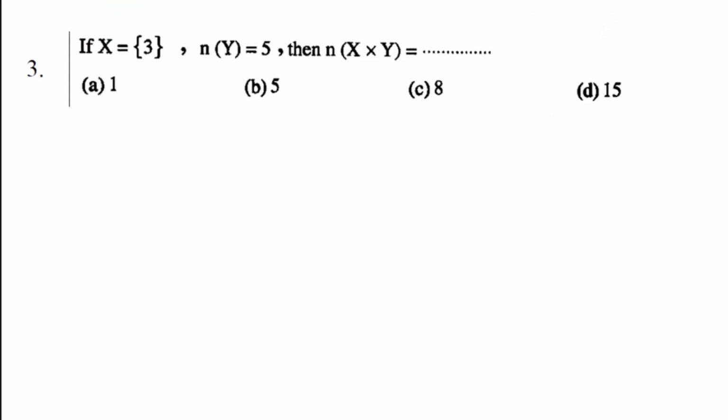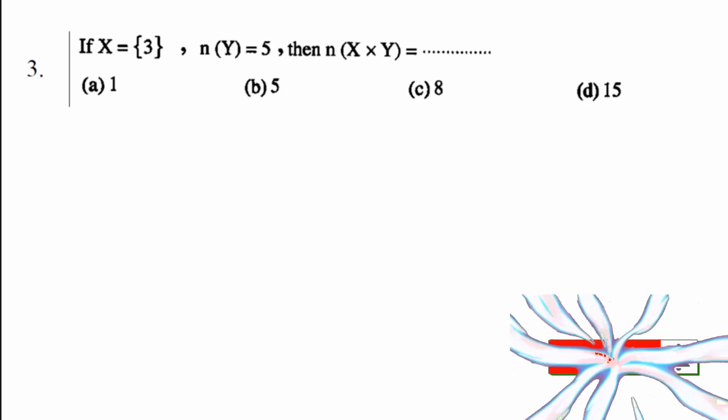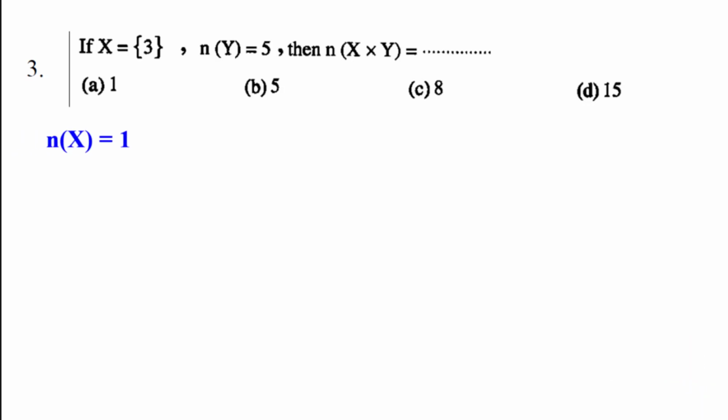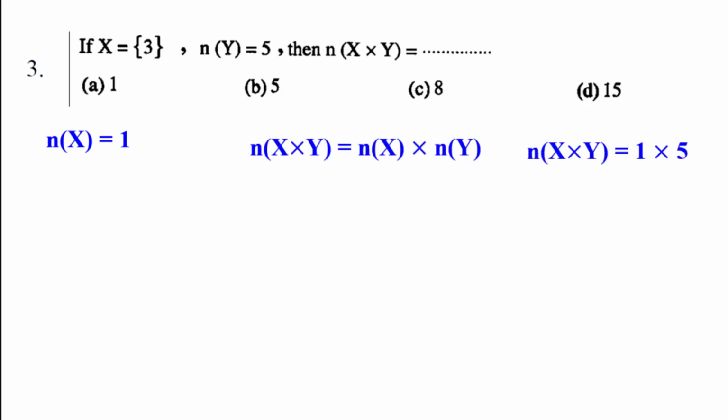Number 3, if x equals the set of 3, n of y equals 5, then number of values of the Cartesian product x and y equals what? We studied before that the number of the Cartesian product x times y equals how many ordered pairs? Number of x times number of y. In x we have just one element, so n of x equals 1 and n of y equals 5. Now 1 times 5 equals what, guys? Equals 5 elements. So we will write just 5 ordered pairs.